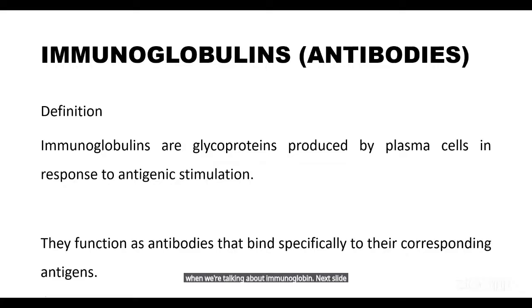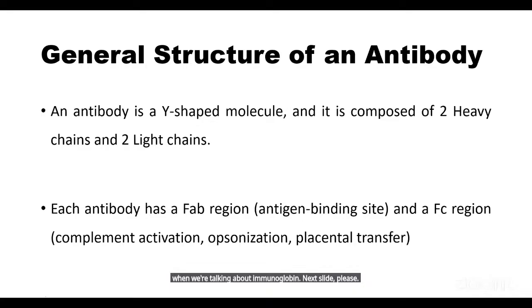Next slide, please. So this is talking about the structure of immunoglobulin. We are very familiar with the structure. It's like a Y shape, and it has two heavy chains and two light chains. Each antibody has a FAB region, which accommodates the antigen binding site, and also an FC region, where complement activation, opsonization, and the ability to transfer through the placenta are located.